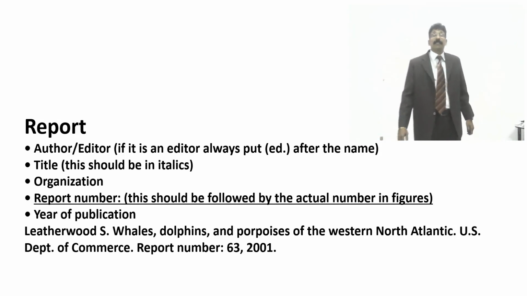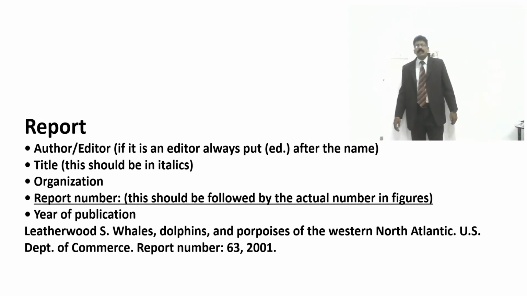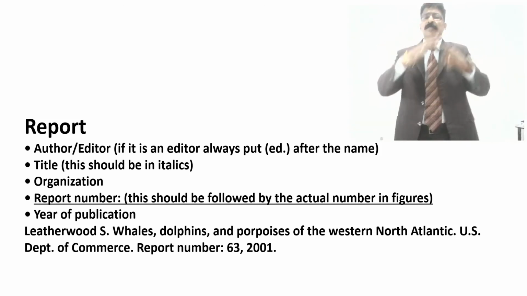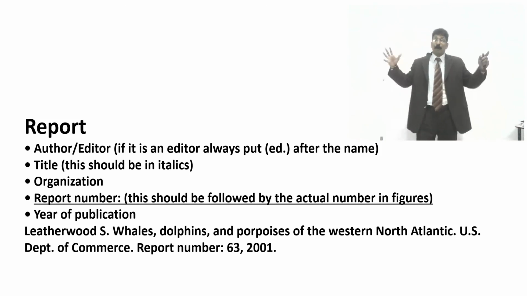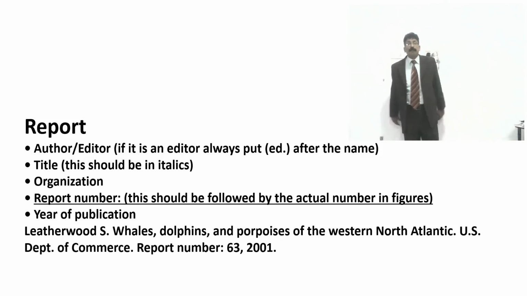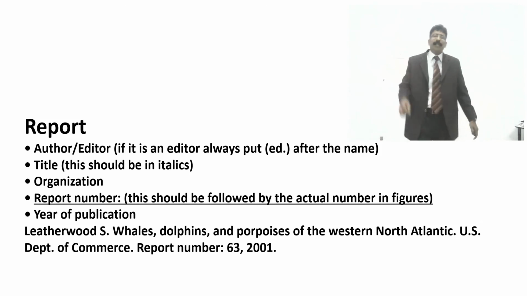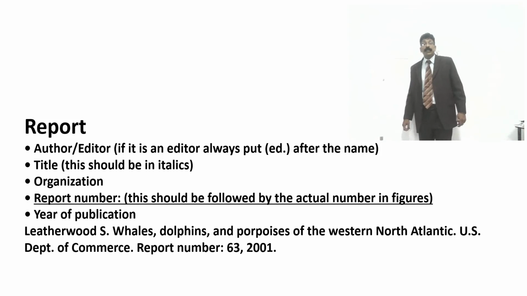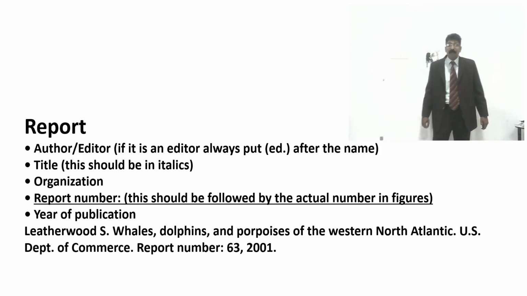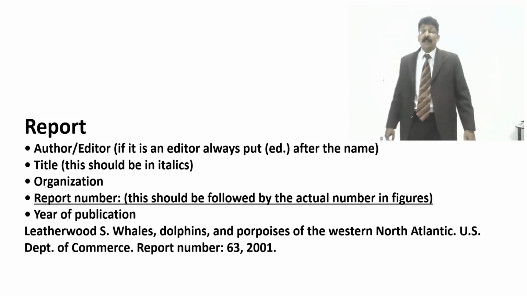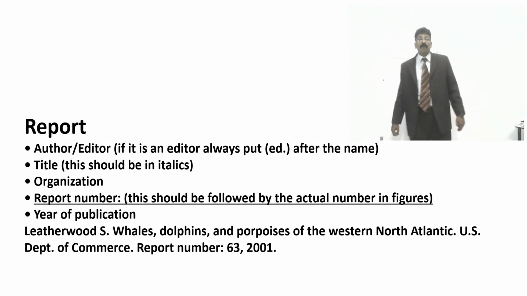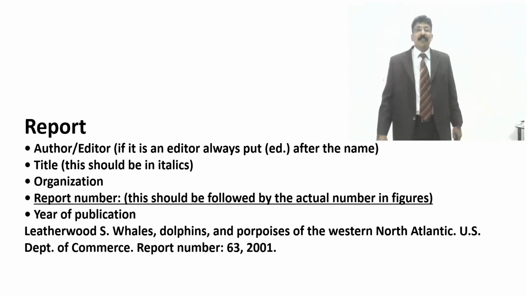And reports. Some organizations give reports, some committees give reports, some meetings give reports, and some councils might give a report. For reports there will be an author or editor. If there is an editor, always put Ed. The title should be written in italics, then the organization, the report number followed by the actual number in figures, and the year of publication, like the example we have given from the US Department, Western North Atlantic, in 2001.